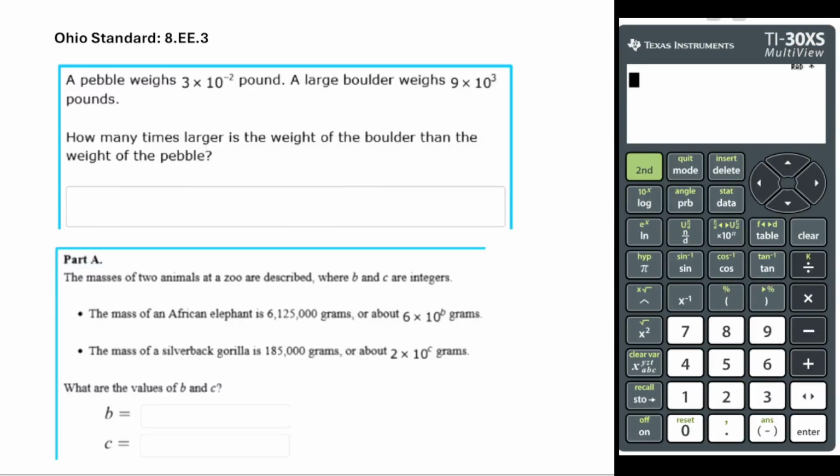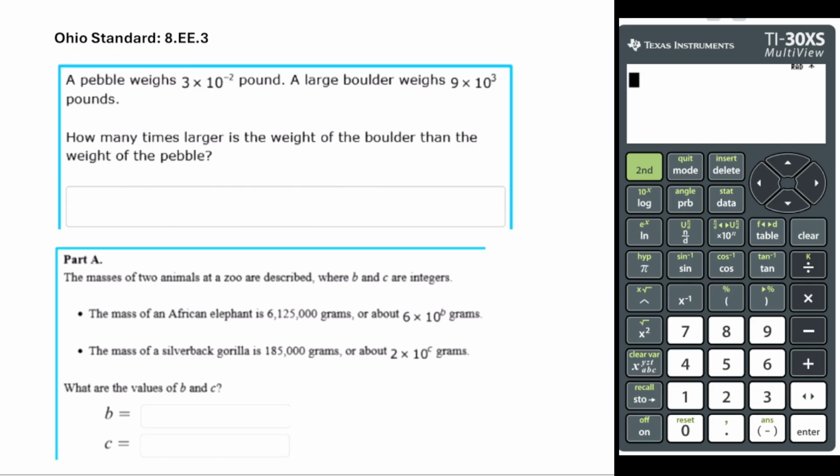All right, we're back for another Ohio State test review. Today we are looking at standard 8.EE.3. This has to do with operations on numbers in scientific notation. Pretty much figuring out how much bigger something is than something else. We use scientific notation for estimating either very, very large numbers or very, very small numbers.